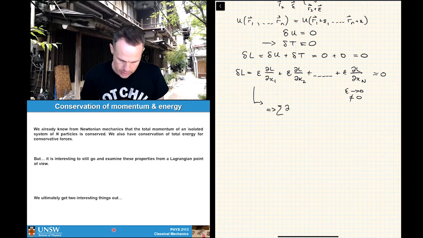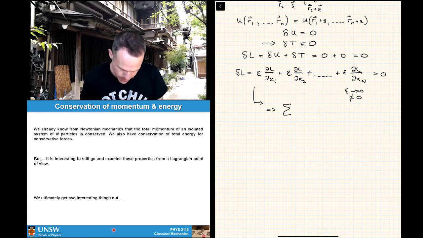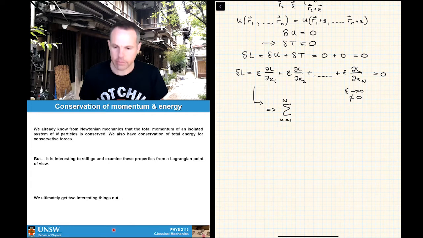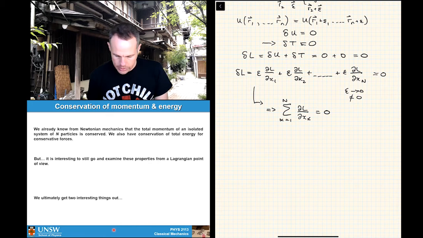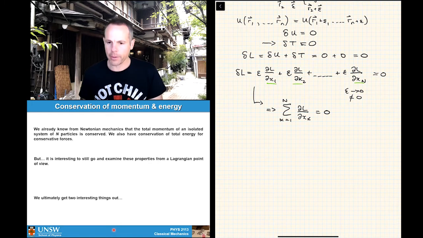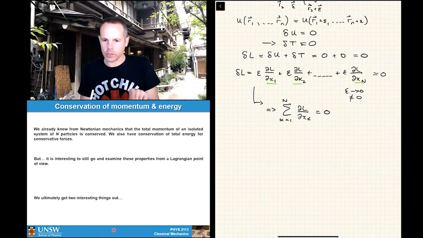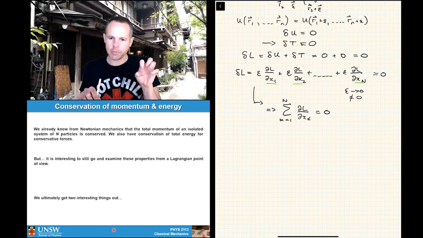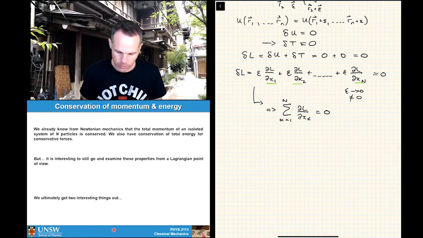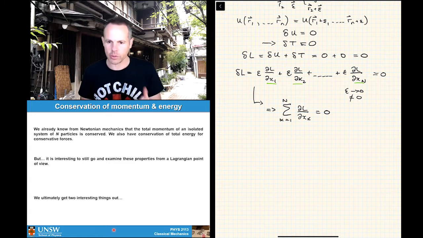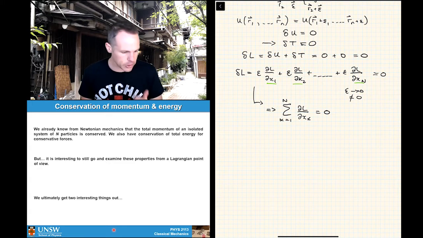Actually, let's just turn this into a sum. Sum alpha equals 1 to n of dL on dx alpha is equal to 0. Okay, so all I'm really saying here is if I add all of these terms up and that sum is equal to 0, then 0 times epsilon, which can't be 0, will be 0, and so my delta L is 0. Okay, so I'm really just writing delta L equals 0 in terms of something I know about generalized coordinates.